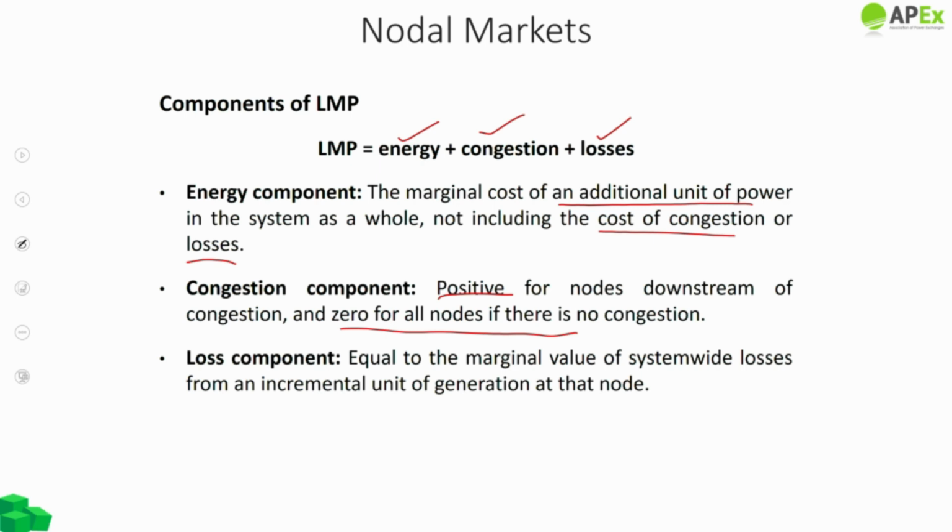Third, we have the loss component. This price component is equal to the marginal value of system-wide losses from an incremental unit of generation at that node. It is based on a set of marginal loss factors calculated for each node and based on the current dispatch of generation across the system and load across the system. Therefore, the marginal loss factors change according to the state of the system. The marginal loss component at an individual node can be either positive or negative, depending on whether the generation increases the losses or decreases the losses.